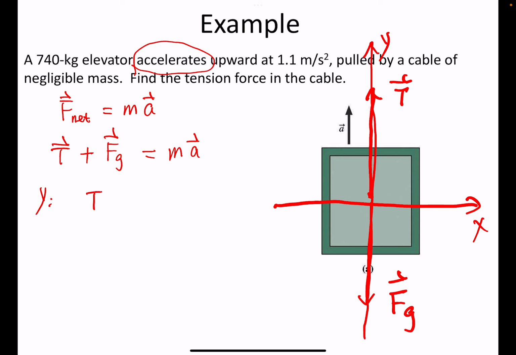The tension is in the positive Y direction. Weight is in the negative Y direction. So T minus weight equals m a_y. Acceleration is in the Y direction as well. Looks like acceleration is pointing up, given by the problem, right? It accelerates upward. So we can solve for T.